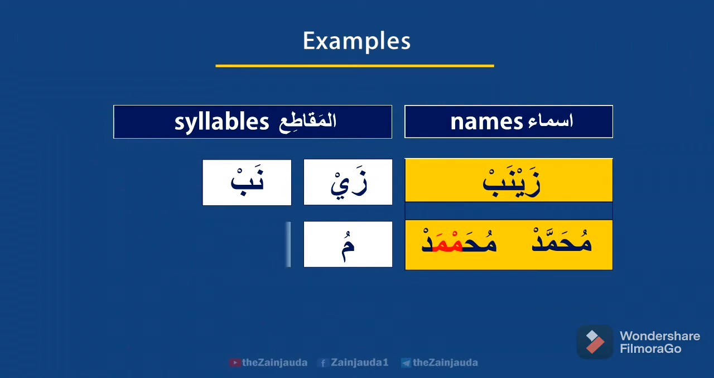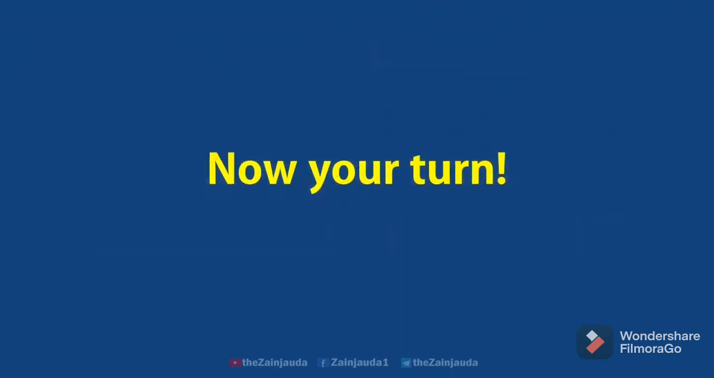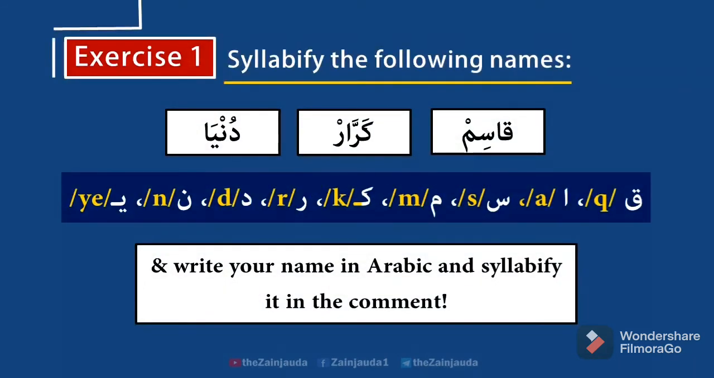So the second syllable consists only of ha, fatha, and the silenced meme, because the next meme will be moved. Han. The third one starts with the moved meme with the fatha and ends with the dal, which has sukun. So this name is pronounced as Muhammad. Muhammad. Now your turn. Please try to syllabify these names.